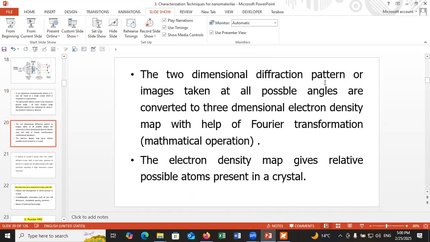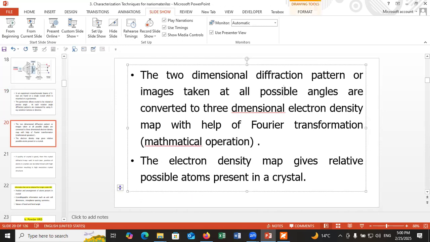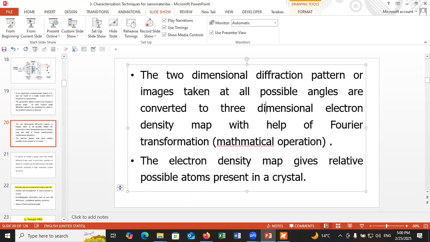The two-dimensional diffraction patterns or images taken at all possible angles are converted into a three-dimensional electron density map with the help of Fourier transformation, a mathematical operation.